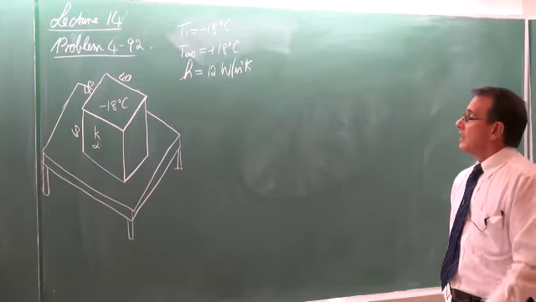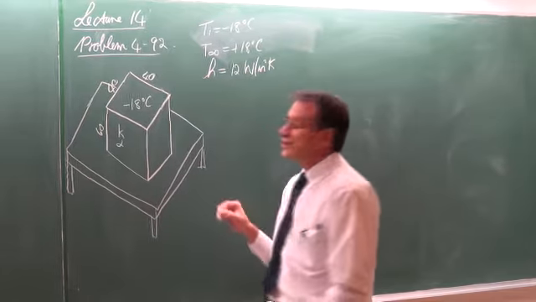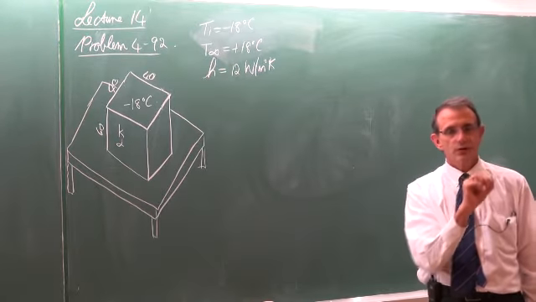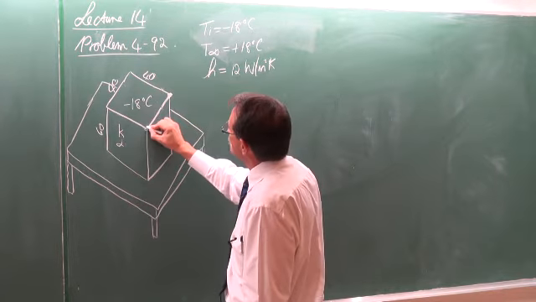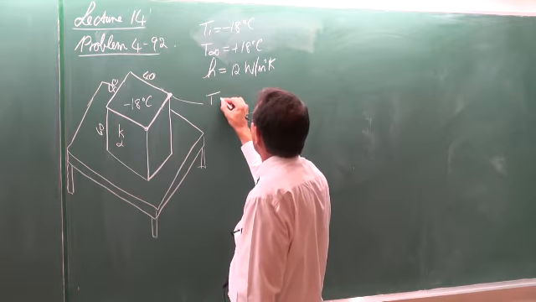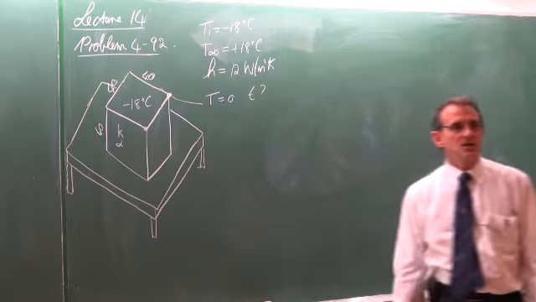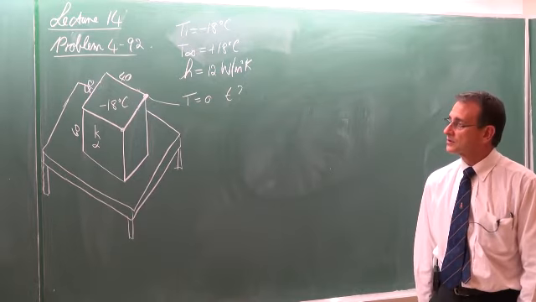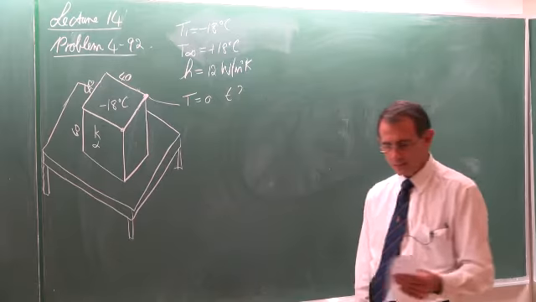Okay. And now it asks us to determine when this block of ice will just start to melt. Now, that would be when the temperature of one of the corners is equal to 0. So the question is, determine how long it will take for this block of ice to melt.